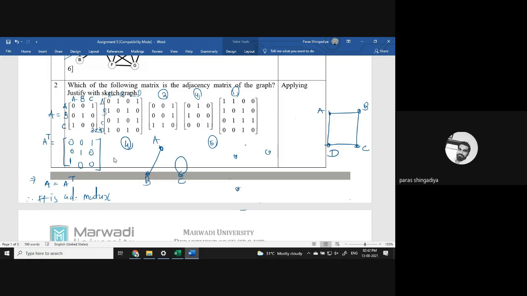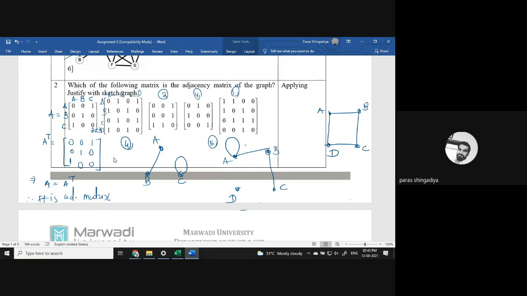Four vertices will be there in the graph: A, B, C, and D. Let's connect it. The first entry is 1. What is the meaning of the 1? A to A entry is 1, means A has one loop. A to B is 1, so connect A and B. Rest are 0. Then B to A is 1 and B to C is 1, so connect B and C.